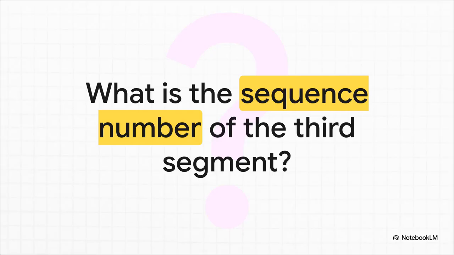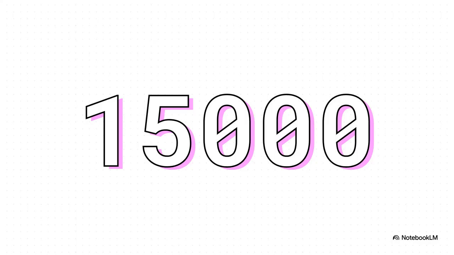All right, let's challenge ourselves with one final, slightly more complex scenario. Consider 3 TCP segments transmitted one after another. Each segment carries 1,000 bytes of user data. If the sequence number field in the first segment is 13,000, what is the sequence number in the third segment's header? And the answer is 15,000.